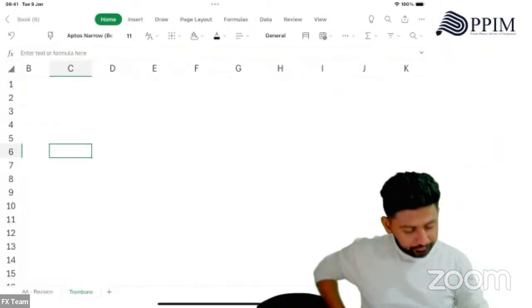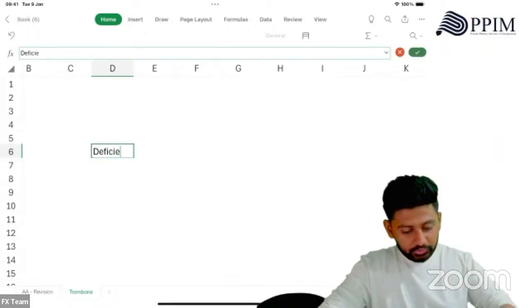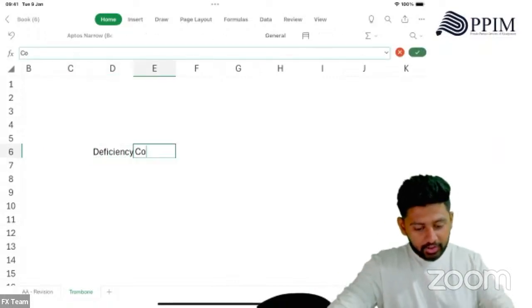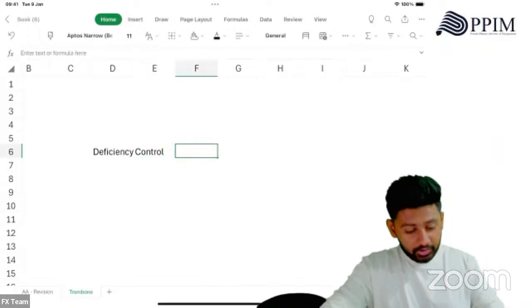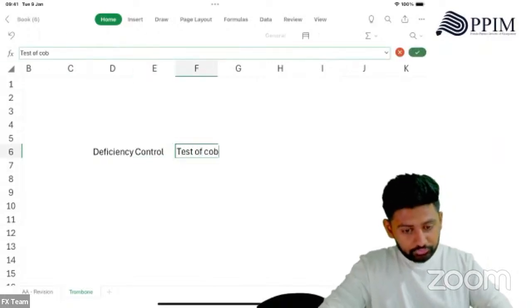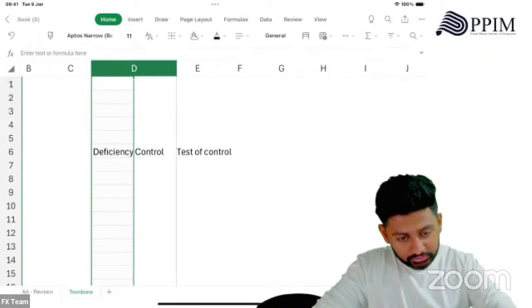So basically, I have a deficiency. I will have a control. I will have a test of control. I'll have three things.